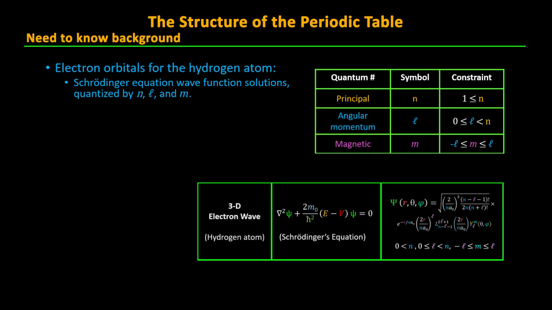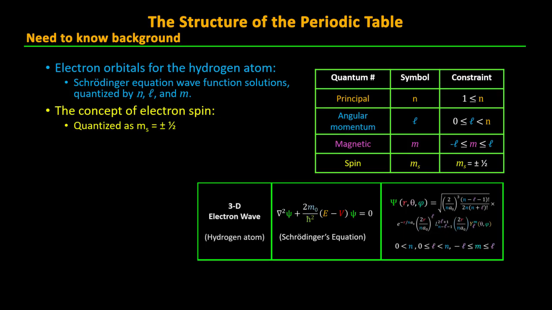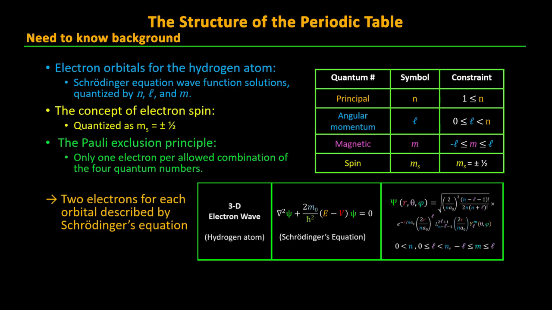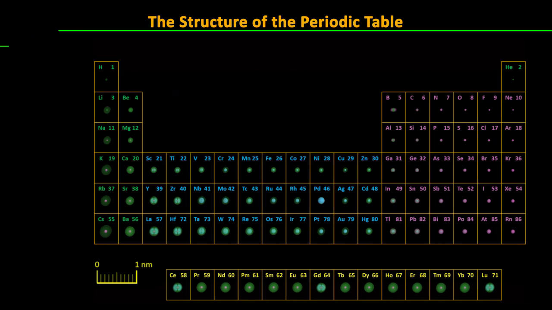So now we have all the pieces in place to understand the structure of the periodic table. We have the solutions for the electron orbitals from the hydrogen atom as provided by Schrödinger's equation, quantized in n, l, and m. We have the concept of electron spin, quantized as m sub s, as plus or minus 1/2. And we have the Pauli exclusion principle stating that each electron in an atom needs its own unique set of these 4 quantum numbers. So let's start with the big picture.